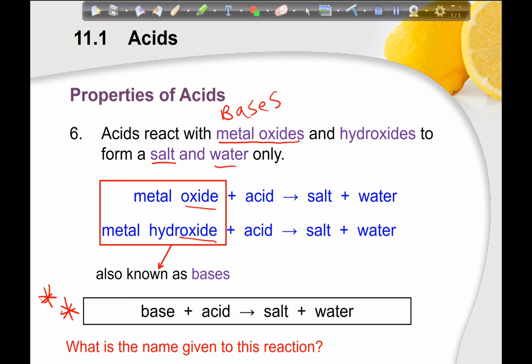Alright, and what is the name given to this chemical reaction? It is known as neutralization. This is only valid for your O-level standard.